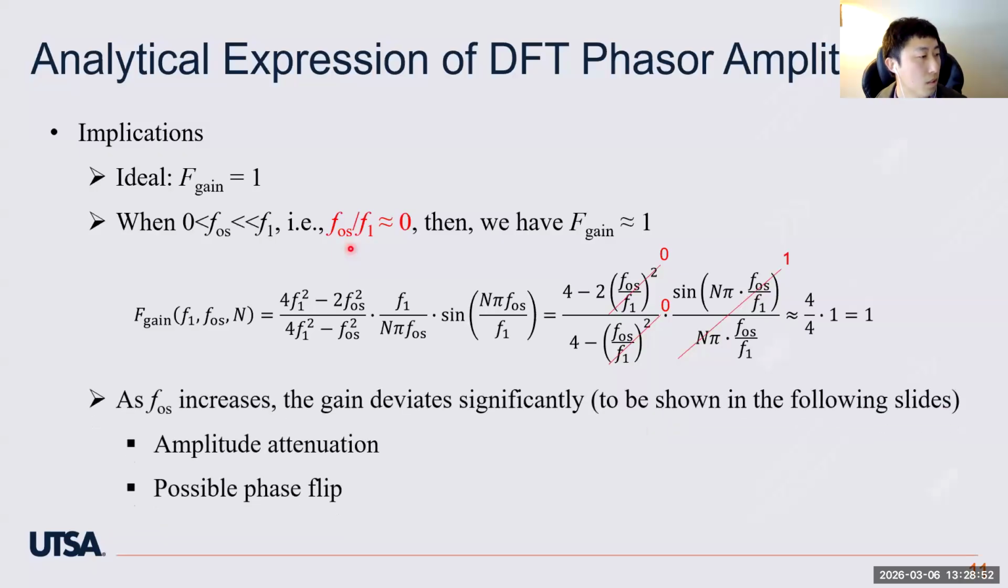And then if the oscillation frequency increases, the gain will deviate very significantly from 1. It is very difficult to show this analytically, so we're going to show numerically this function in the next few slides. That will tell us how the magnitude will be attenuated. And what surprised us is this could also result in a possible phase flip, and that's something new we discovered in this study.